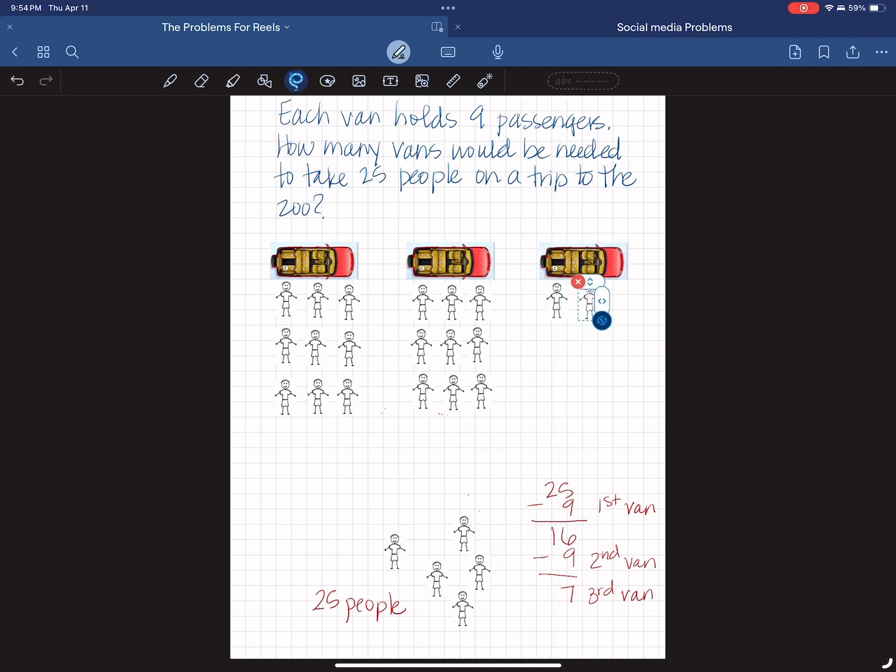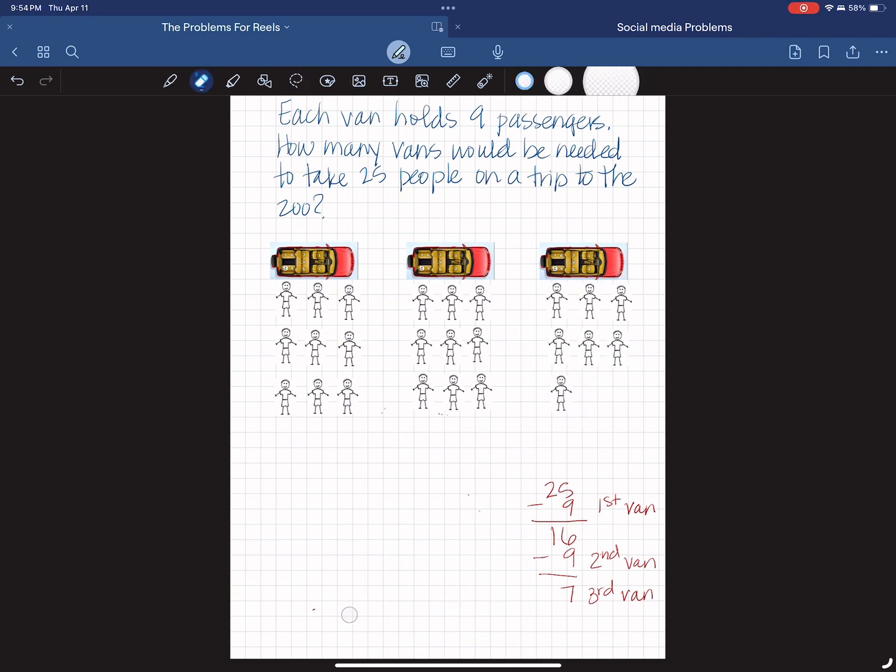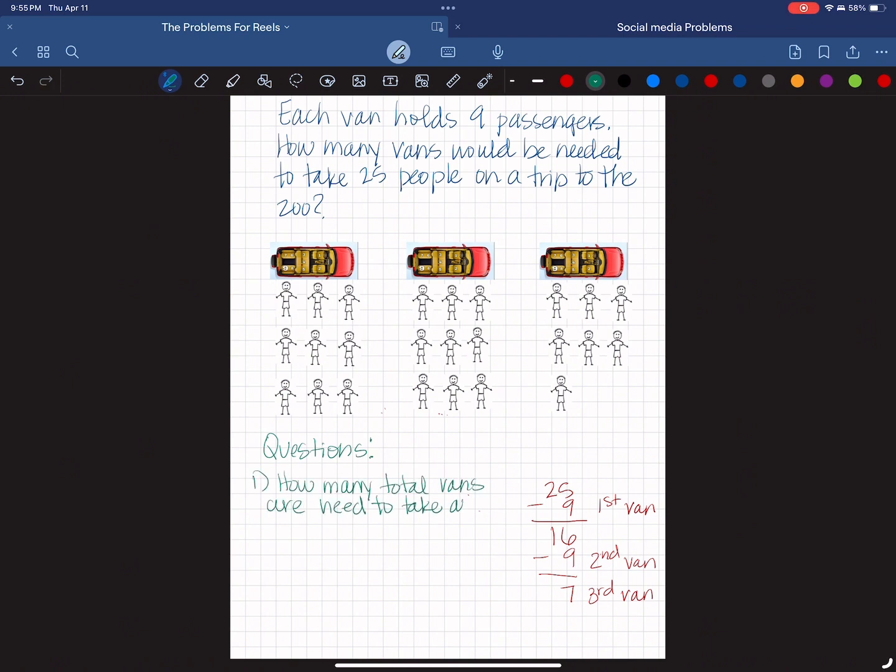This is the language, this is the thinking that needs to be explained, or you need to pull out of the kids as they are working through these problems. They need to think through them. This is where the whole problem solving piece comes in. And so the question is, how many total vans are needed to take all 25 people? And how many passengers will be on the third van? How many more passengers will need to fill the van?